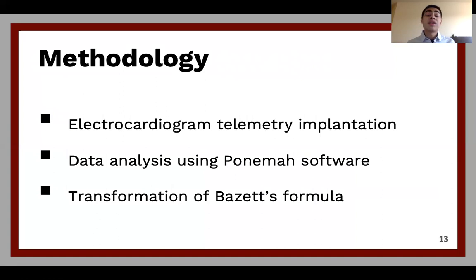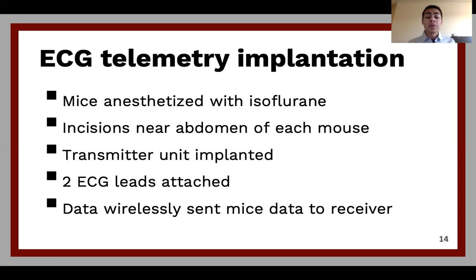So for my methodology and how I went about carrying out this experiment, it can be divided into 3 distinct parts. To start, first I had to be able to monitor the electrocardiogram of each mouse, so I had to learn how to implant a telemetry system into the mice. Then I needed to analyze the data on a software called Ponemah. And then arguably the most important part was to transform Bazett's formula. So I'll go in depth in those 3 little parts.